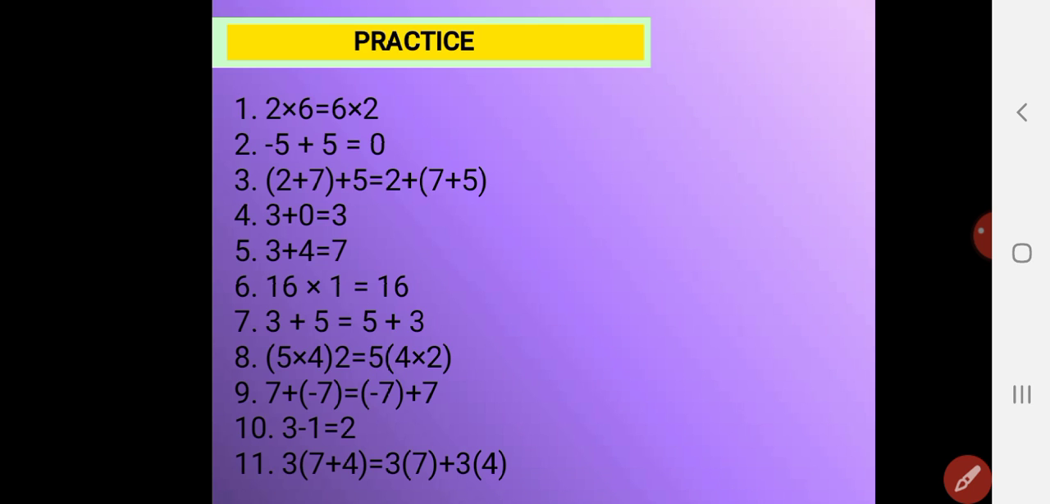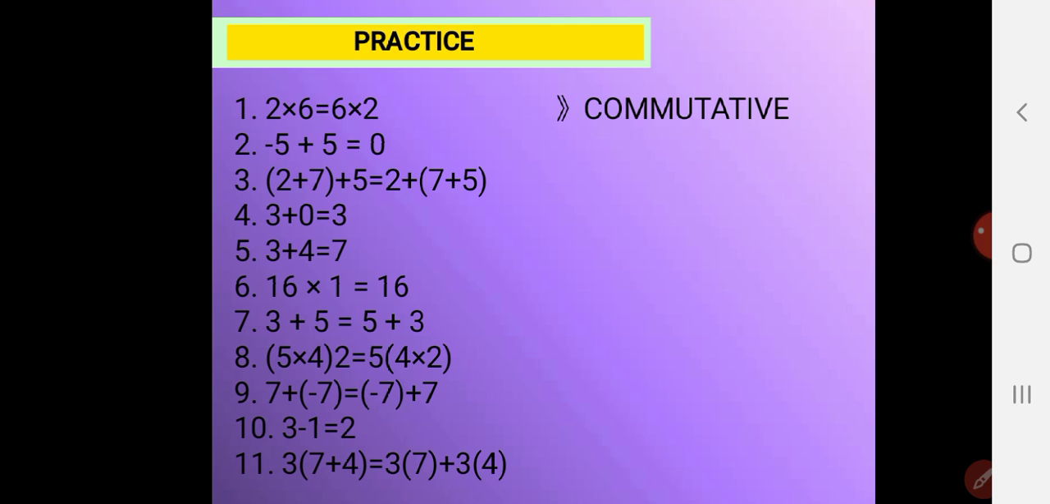Mao sila ang mga basic properties of real numbers. So, let's practice. I-practice na nato kung makabalo ba ta. Let's identify kung ano sila: closure, commutative, associative, inverse, identity, o distributive property. Come on, let's try. Number 1, 2 times 6 is equal to 6 times 2. What is the answer? The answer is commutative property. If your answer is commutative property, tama ka.